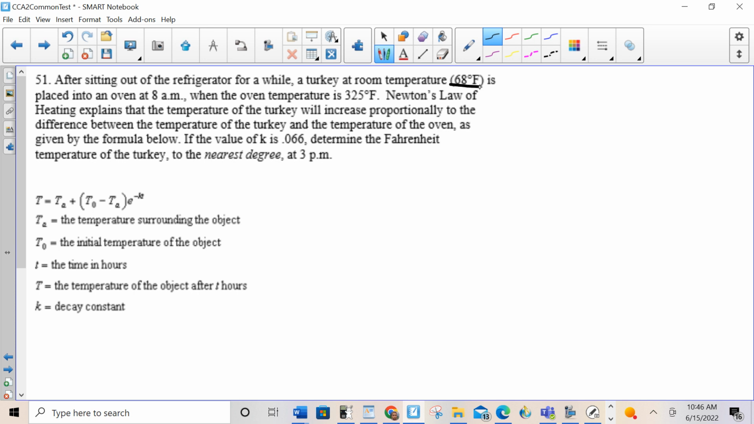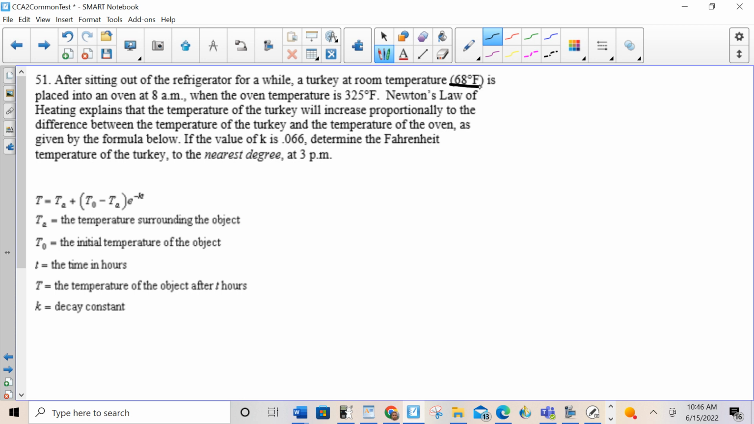Let's read through the whole problem. Is placed into an oven at 8 a.m. when the oven temperature is 325 degrees Fahrenheit. Newton's law of cooling heating explains that the temperature of the turkey will increase proportionally to the difference between the temperature of the turkey and the temperature of the oven as given by the formula below. That whole sentence is confusing. Don't worry about it. If the value of K is 0.066, determine the Fahrenheit temperature of the turkey to the nearest degree at 3 p.m.